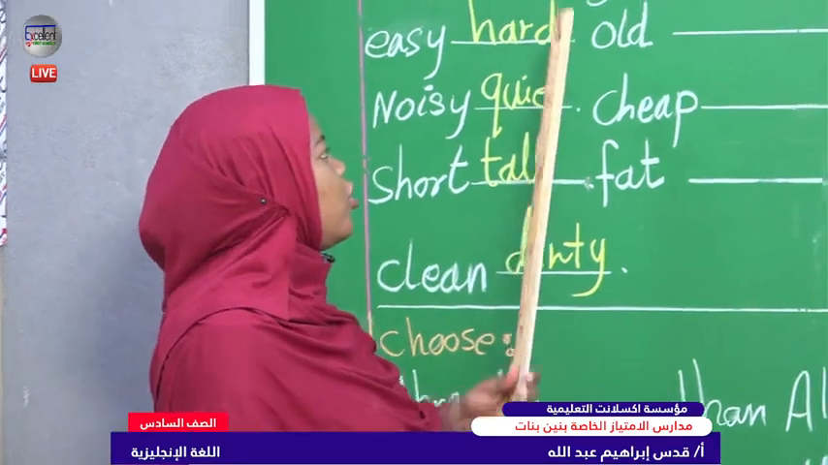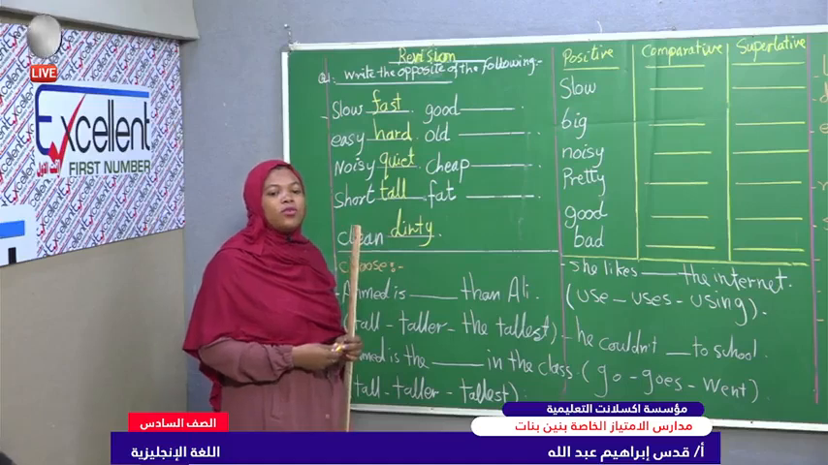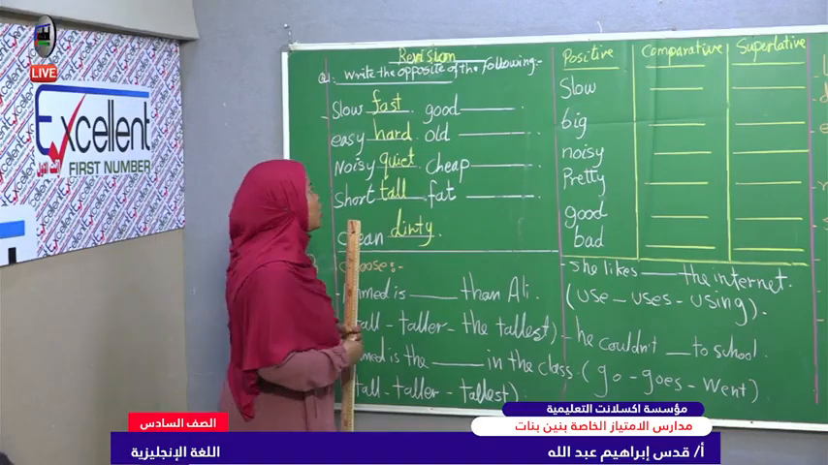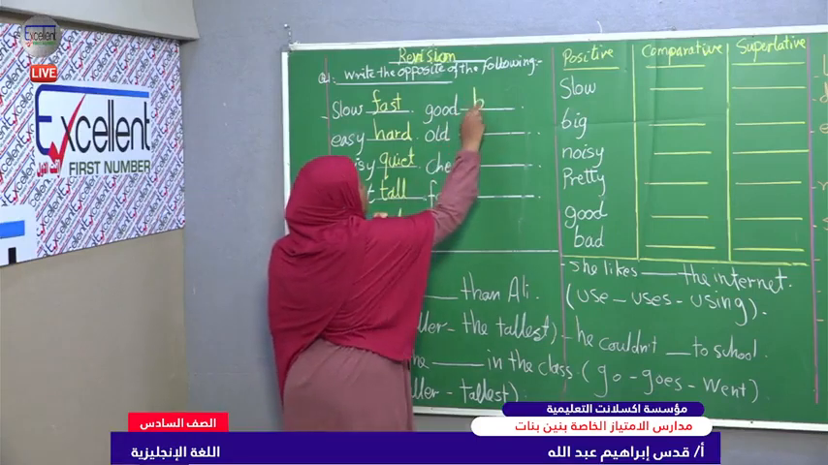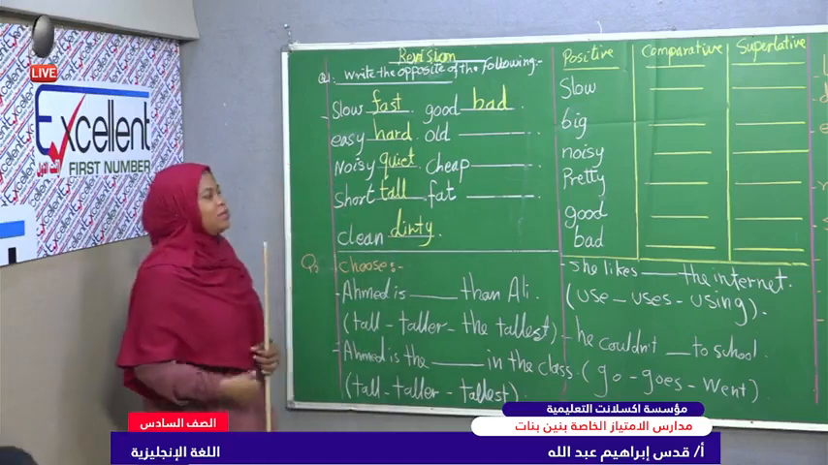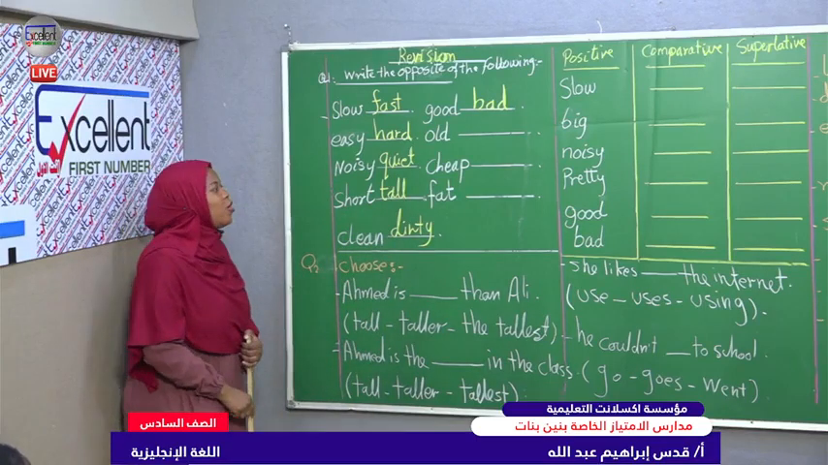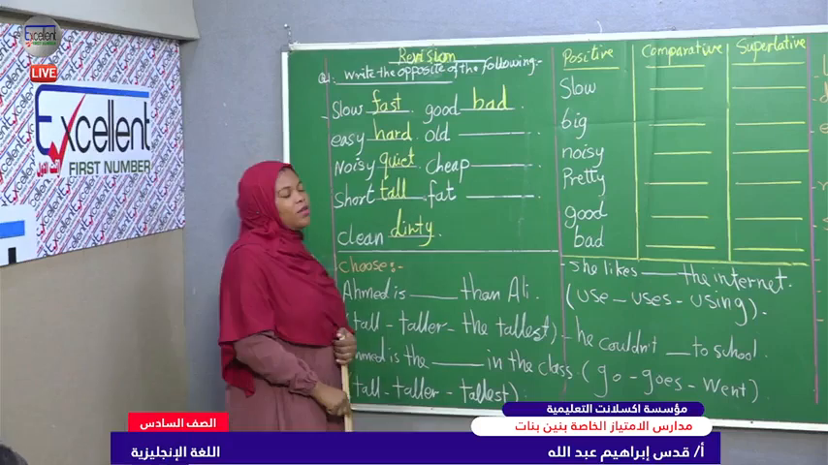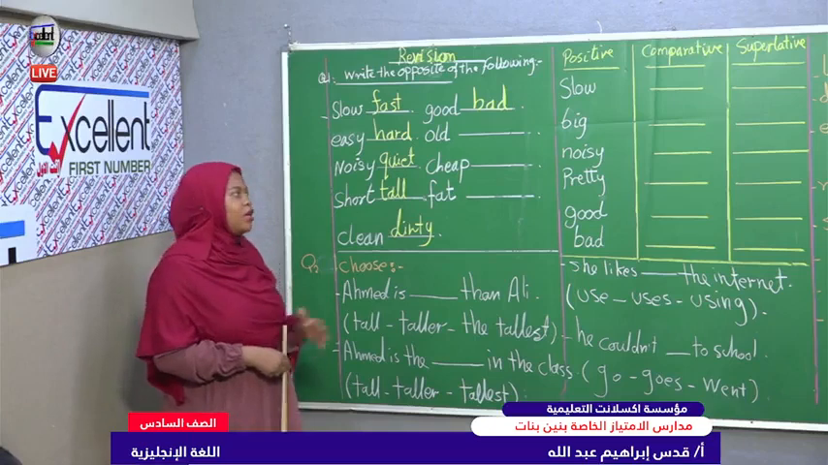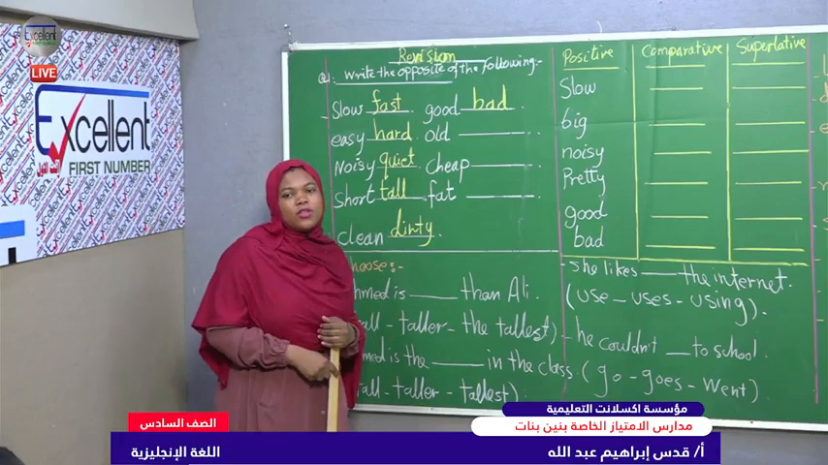We have here good. What is the opposite of good? Yes, it's very easy. Good, جيد. The opposite is bad. B-A-D. Bad. سيء. We have old. And here old may mean different things. يعني old ممكن تجيني with different meanings. So it has two opposites.